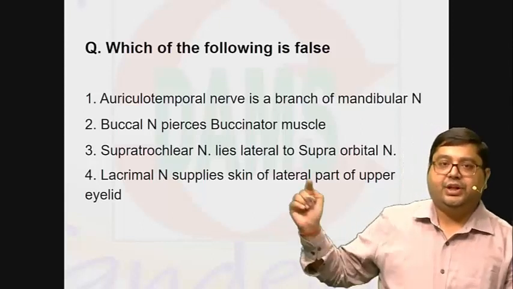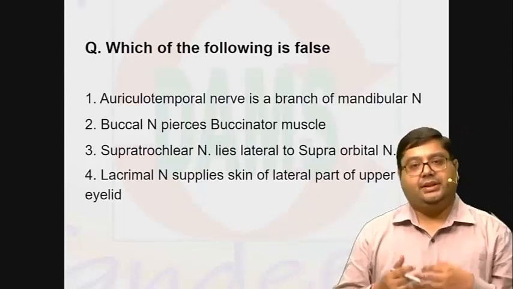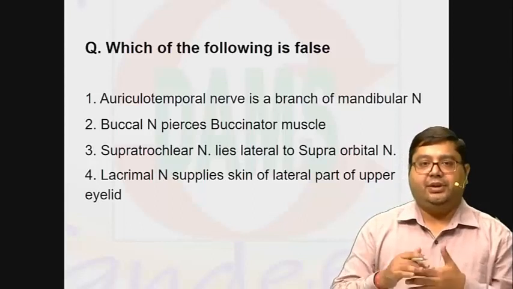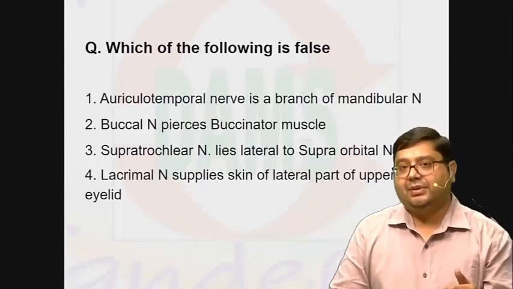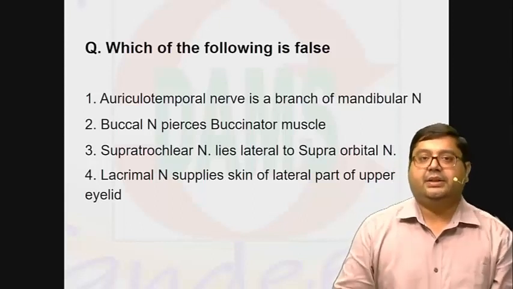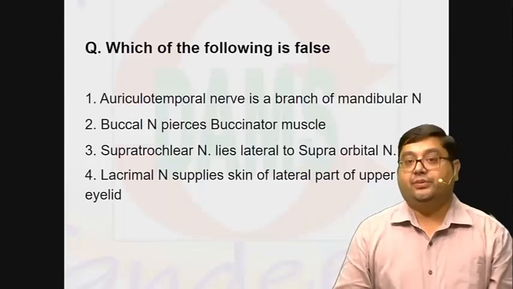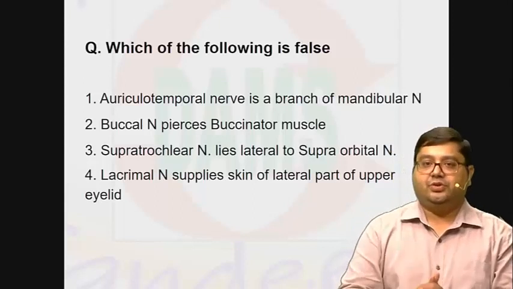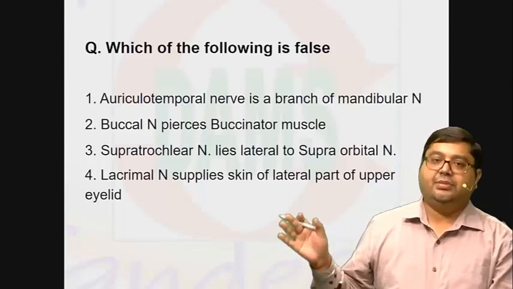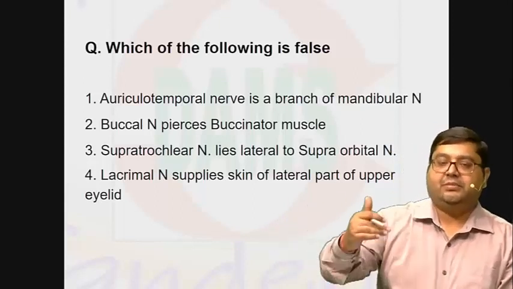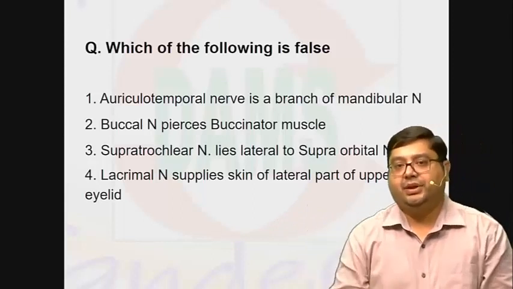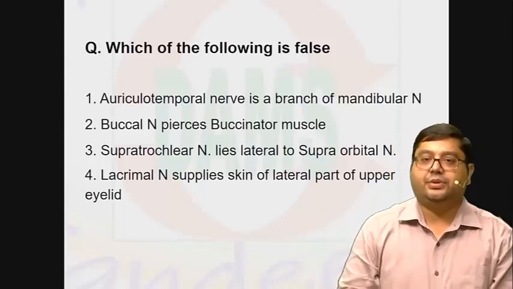And second choice, buccal nerve pierces buccinator. That's a true statement, and it will be basically piercing the buccinator, but it won't supply it, right? Supratrochlear nerve lies lateral to the supraorbital nerve is a false statement, because it lies medial to the supraorbital nerve. Lacrimal nerve supplies the skin. Yes, it will first supply the lacrimal gland, and after that it will pierce the septum and reach the skin also, okay?